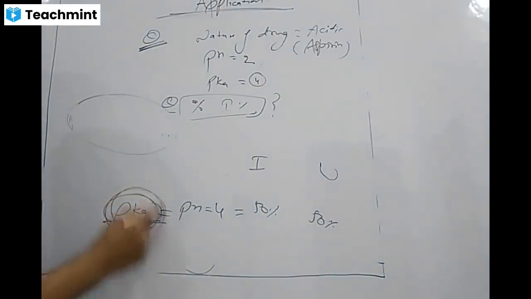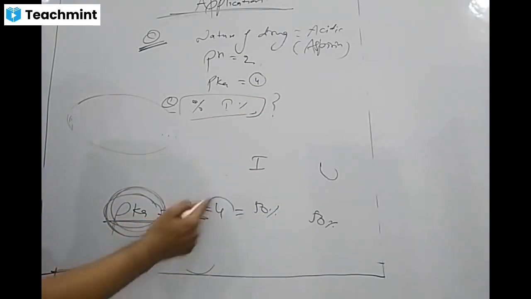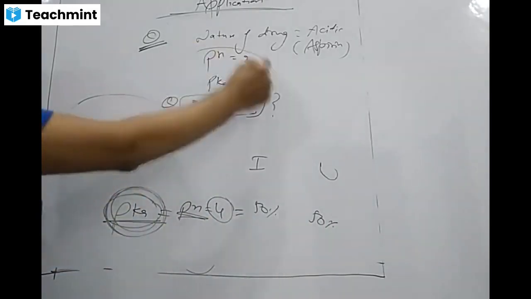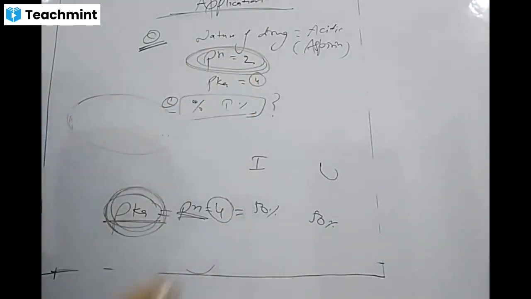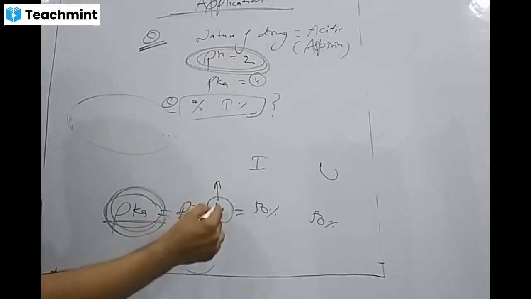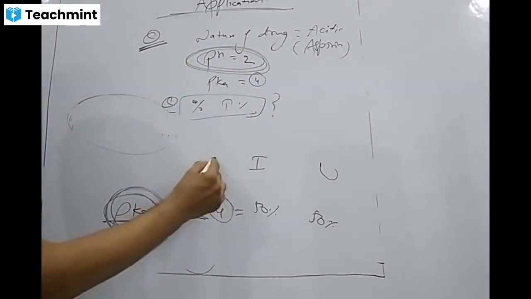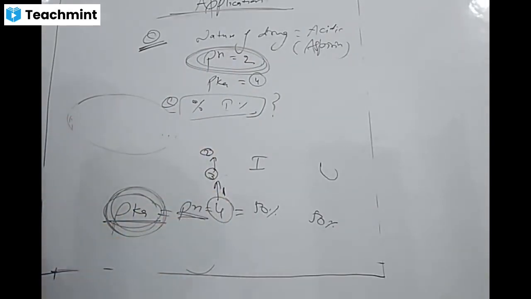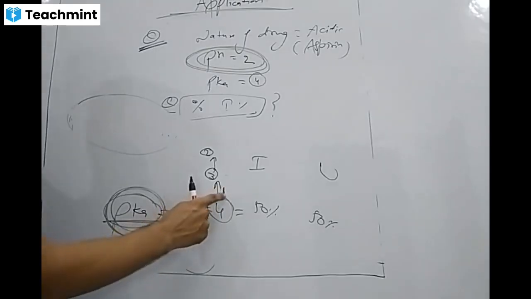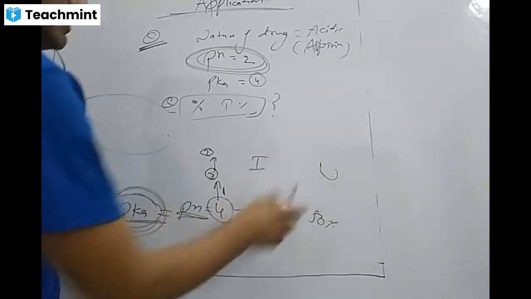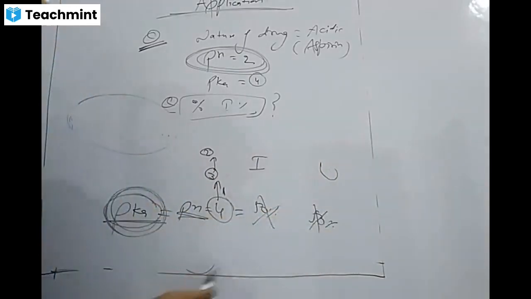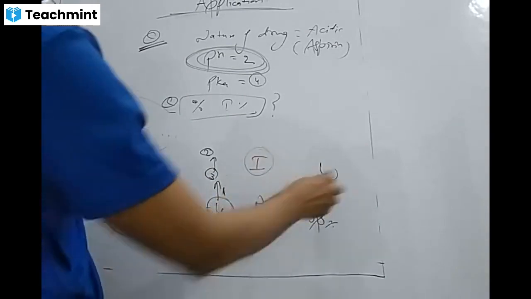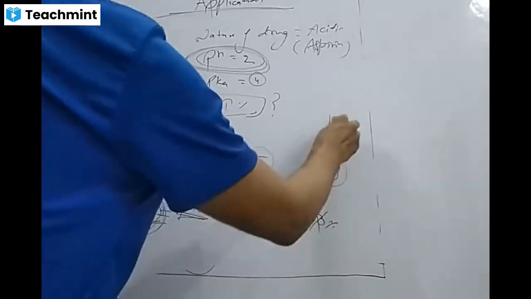pKa means that pH at which 50% is ionized and 50% unionized. In the question they have given pH equal to 2, which means we will move from 4 to 3, then 3 to 2. So this is a 1 unit change. When there is a 1 unit change, forget about this 50%, this I by U ratio will become tenfold.